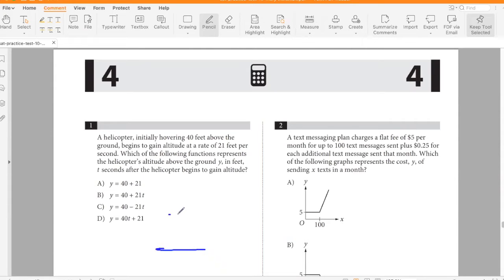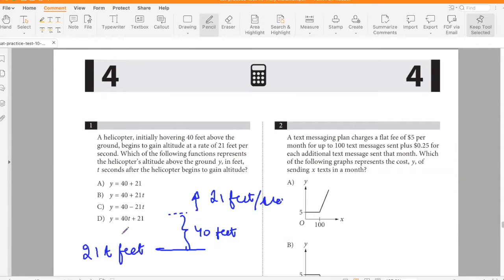So the helicopter is hovering 40 feet above the ground, and then it begins to gain altitude at the rate of 21 feet per second, right? So after t seconds, it would have gained an altitude of 21t feet. So the total altitude of the helicopter would be 40 plus 21t, which is B.